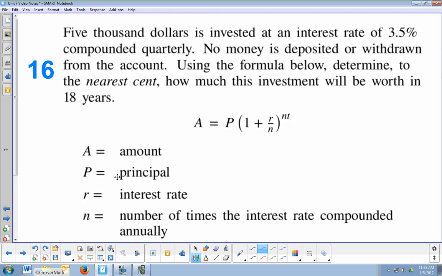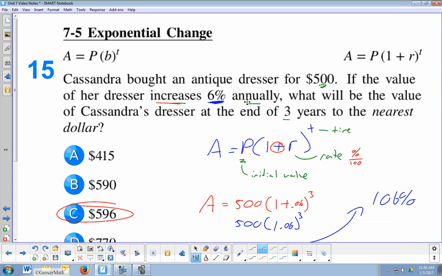All right, the next example, number 16, gets into the concept of compounding. So what if it's not an annual thing? Meaning annually, we take 6% of whatever value we have, and that's going to change every year. Like 6% of 500 is a specific number. But then when I increase it, I then take 6% of that new number. And that's why it's changing exponentially.